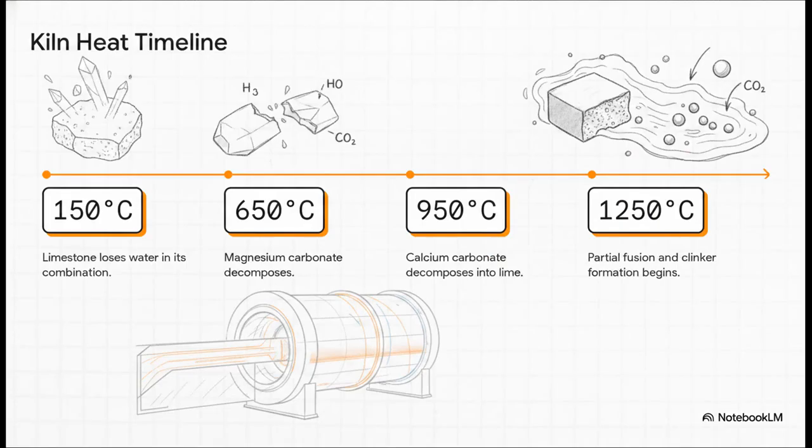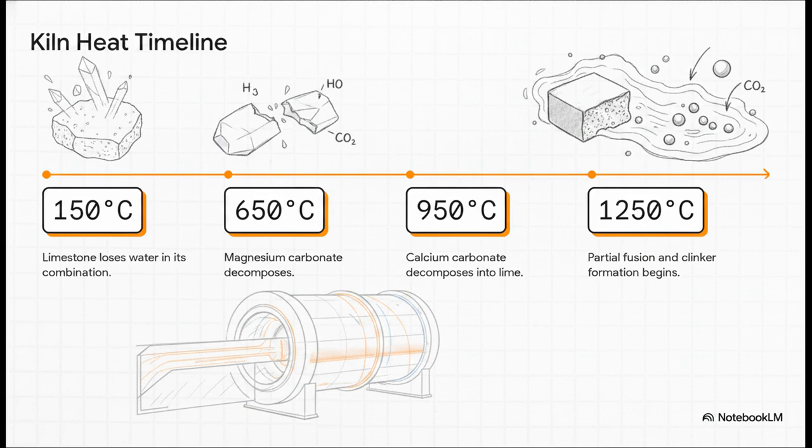Let's break down exactly what happens as those materials move through that intense heat. The rising temperatures basically act like an engine for different stages of decomposition and fusion inside the kiln. At 150 degrees Celsius, the raw limestone is just losing its water weight. Move up to 650 degrees, and the magnesium carbonate begins to decompose. Now, the absolutely crucial phase hits at 950 degrees.